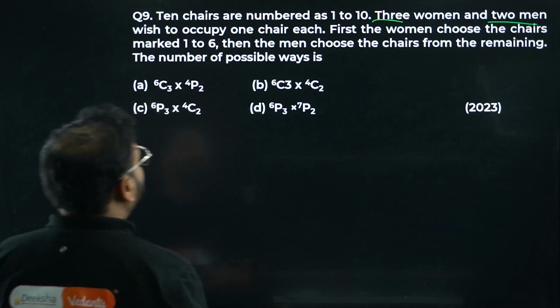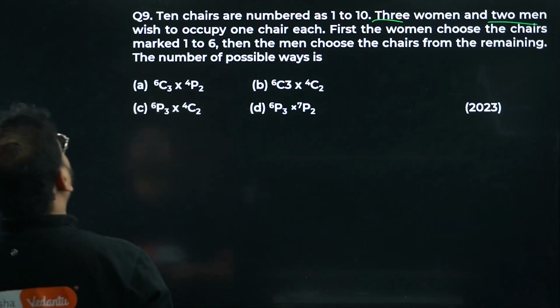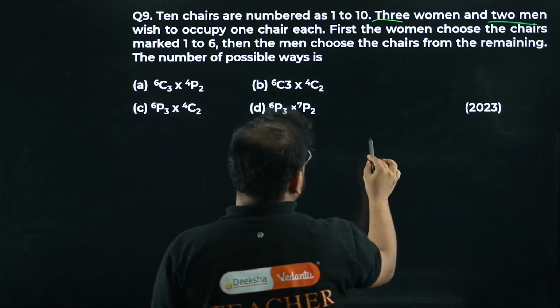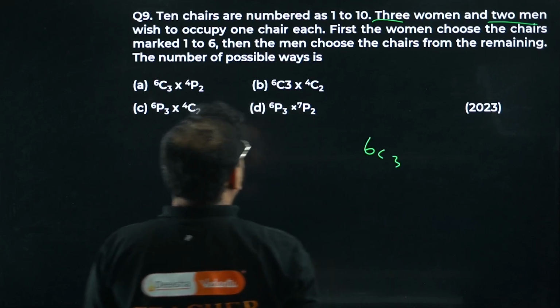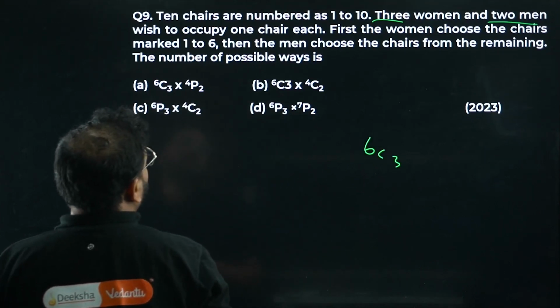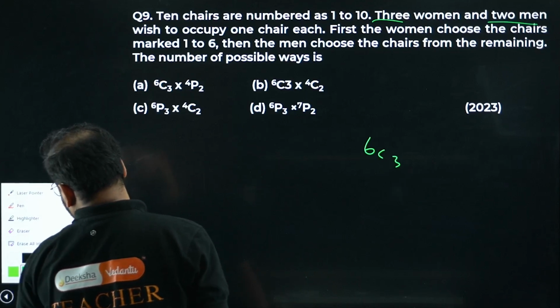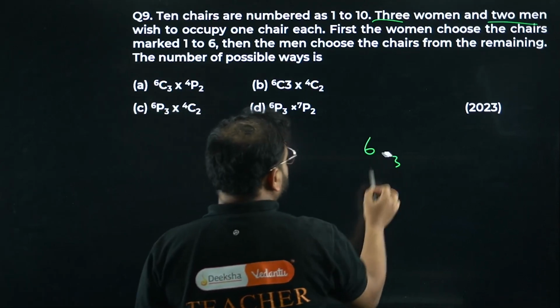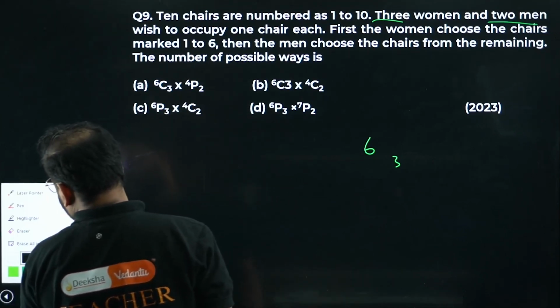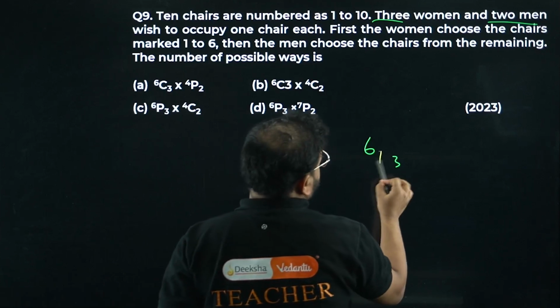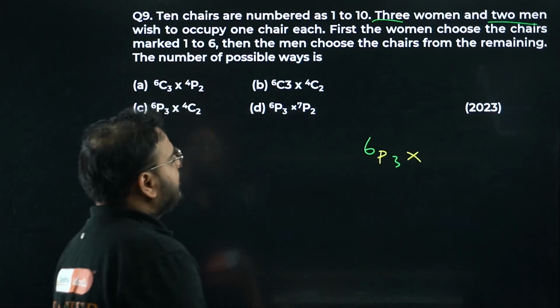First, the women choose the chairs marked 1 to 6. Means out of the 6, she has to choose 3, right? So 6C3, it's a choosing. Okay, I can choose anyway. I can choose basically in 3 ways. Basically, I can write here 3 factorial, or basically write it as P, sir. Okay, great.